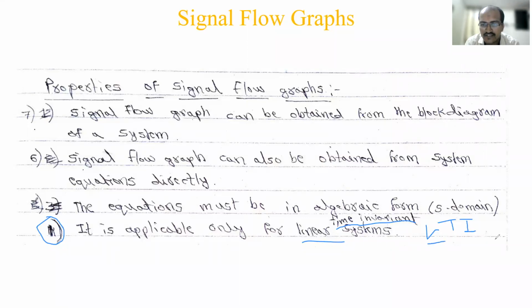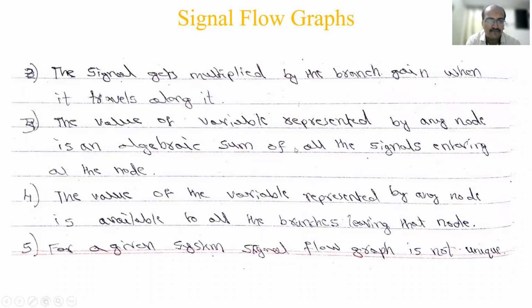That's why it is called, in short, LTI. Even in your signals and systems, you will frequently use these words, right? LTI system and all. So even here it applies. Linear time invariant system only it is applicable. This is the first property of the signal flow graph. Now the second property, I will list out from the second slide.